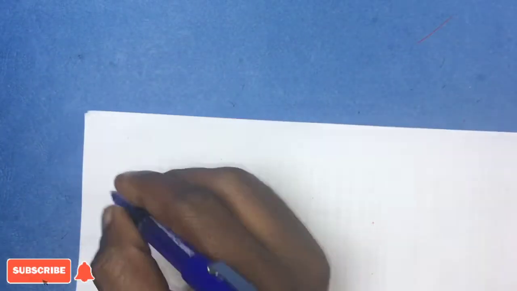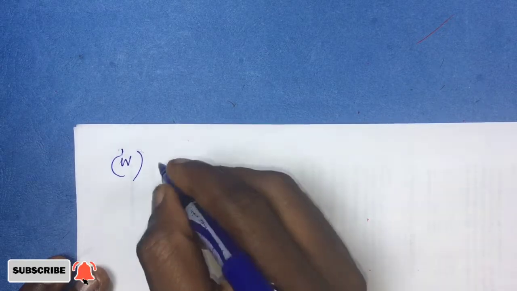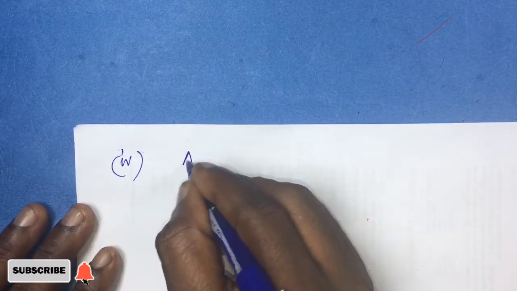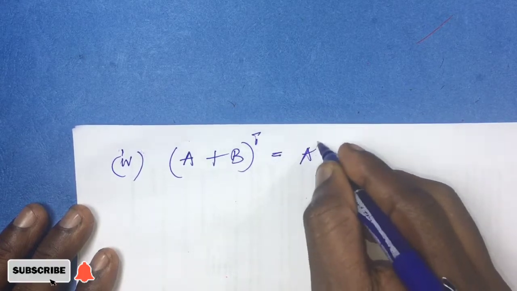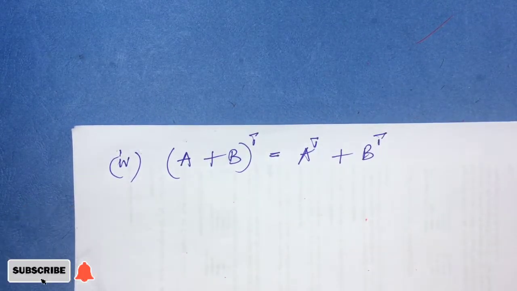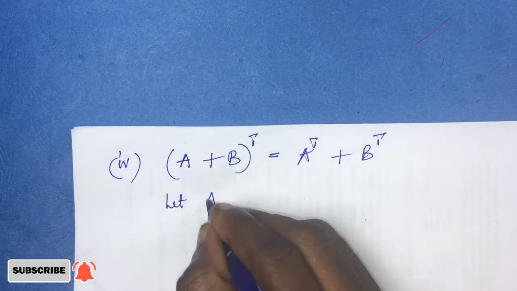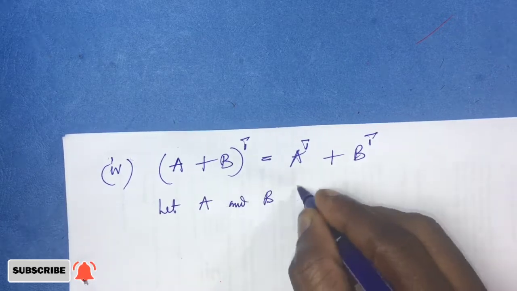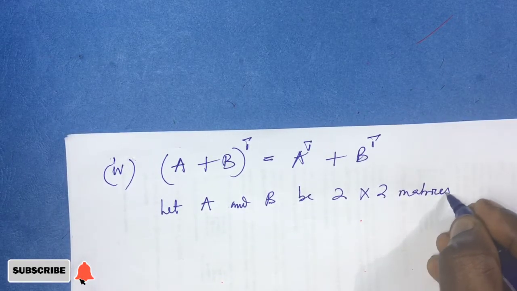So for property 4 in this video, let's see. Now, I have A plus B all transpose is equal to A transpose plus B transpose. This is what we want to show. So again, I'm going to be using a 2 by 2 matrix. So let A and B be 2 by 2 matrices.